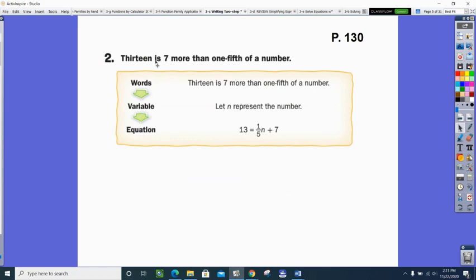13 is 7 more than 1/5 of a number. So 13 is 7 more, and because addition is commutative, if you put the 7 plus the 1/5 n, that would be fine. I don't know why the book went this way. It doesn't matter. So 13 is 7 more than 1/5 of a number. Remember, if we look at our chart, 1/5 of a number is multiplication. We haven't talked yet about solving something with this fraction, but you could write the equation even though there's a fraction in there.